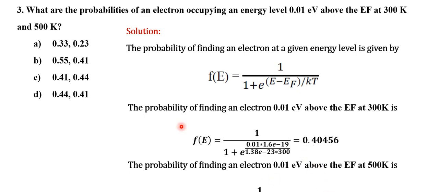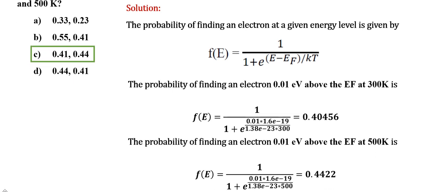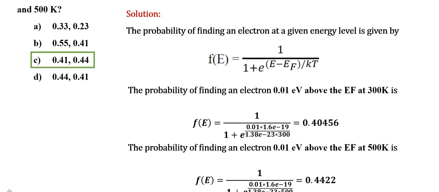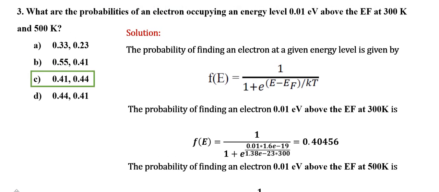So 0.44, yeah, we have an option here. 0.4045, we'll round it to 0.41. So C will be your answer. So I hope this is clear. One answer is 0.41 and the other answer is 0.44.